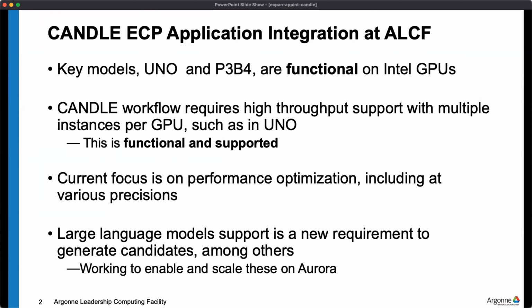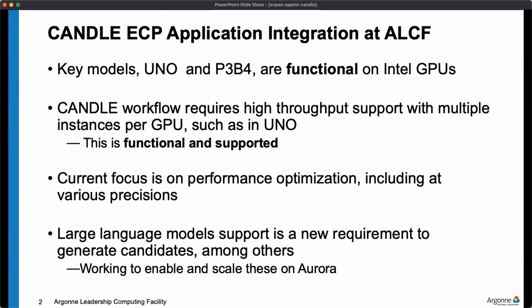As part of the Candle ECP project, there are two key workloads that they have today. One is the drug response problem, Uno, and the second is the P3B4 that John mentioned earlier. Both these models are fully functional and they work on the Intel GPUs.